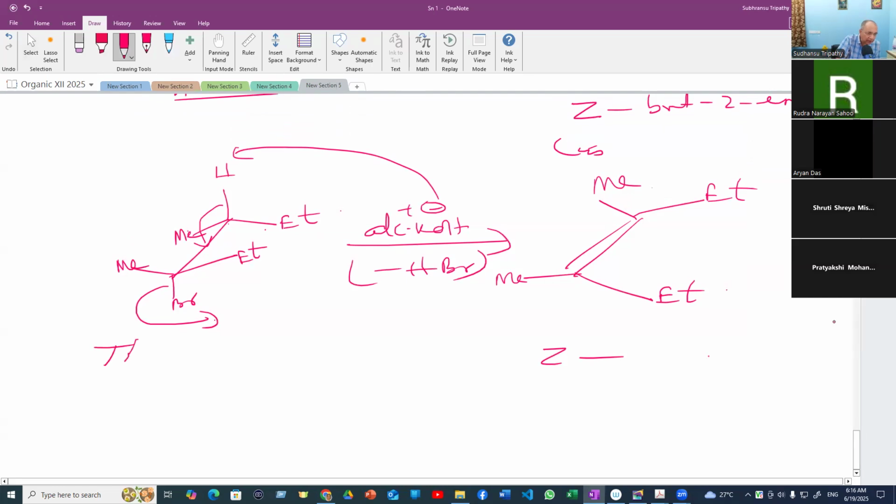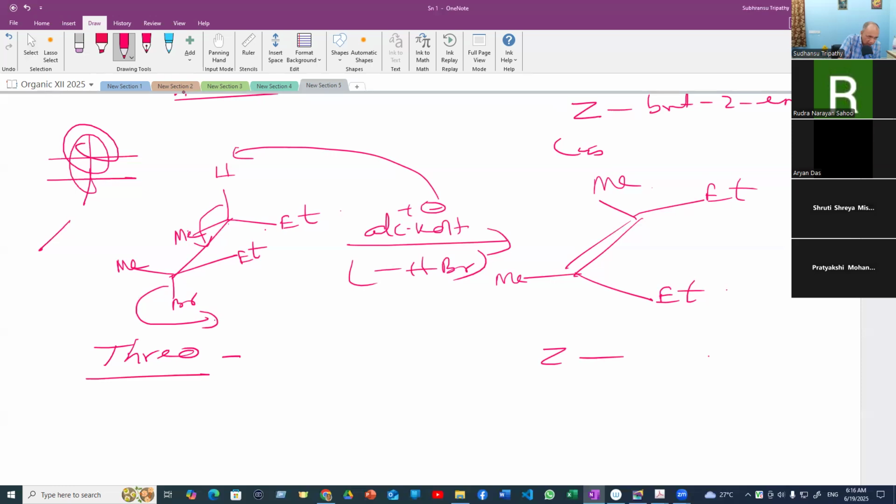So this pair is a threo isomer. I don't know the configuration unless we see it. I told you, first you have to make it a Y mode, and I told you how you can write the configuration without any error. This is already in the Y mode. You bring it to the Y mode. Et will come here. This is Et. This is Me.